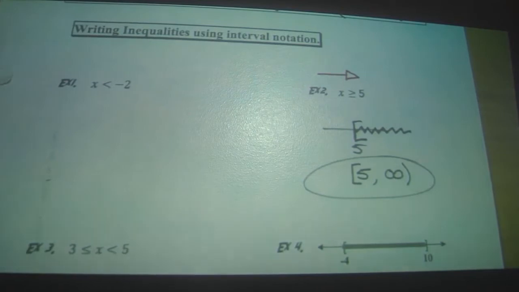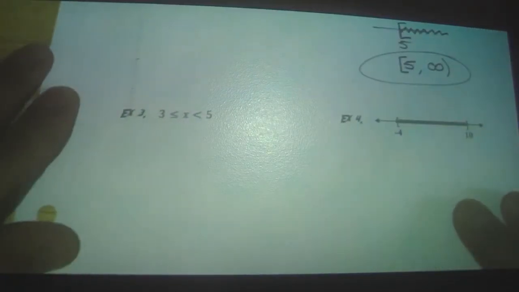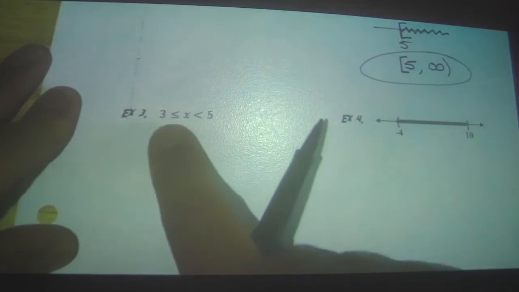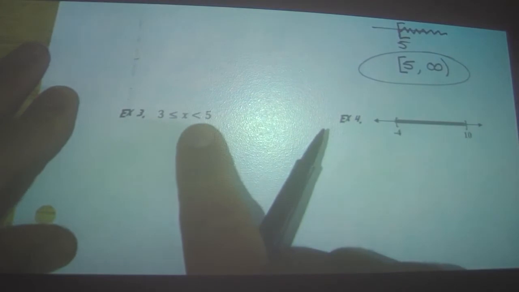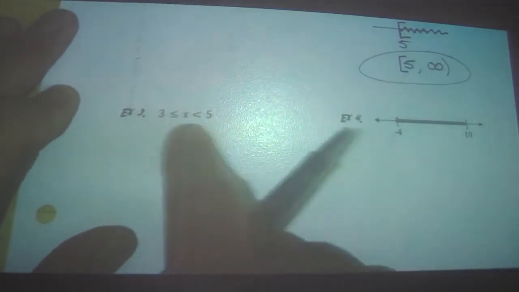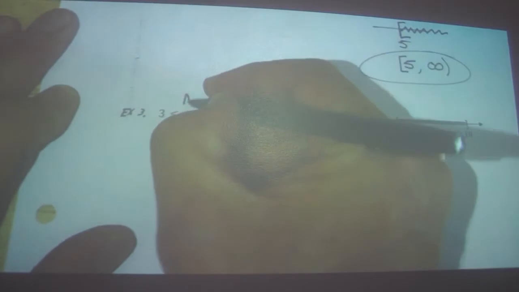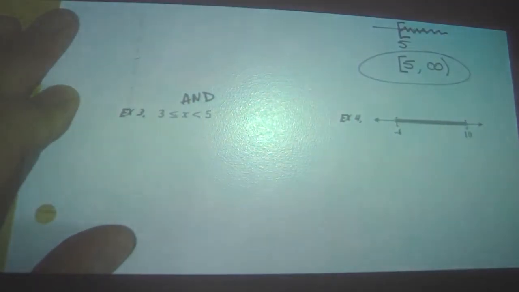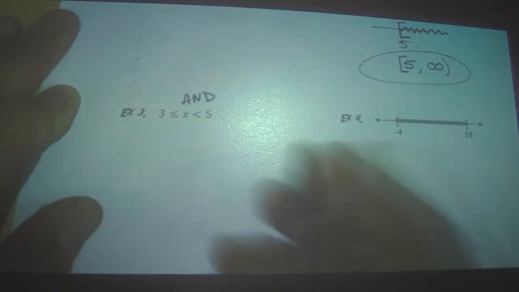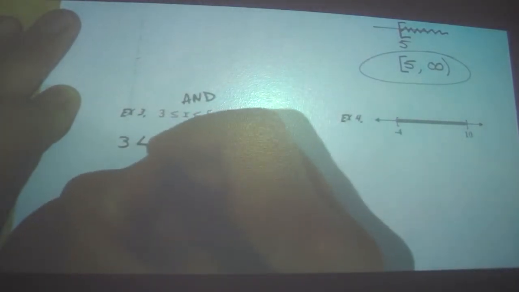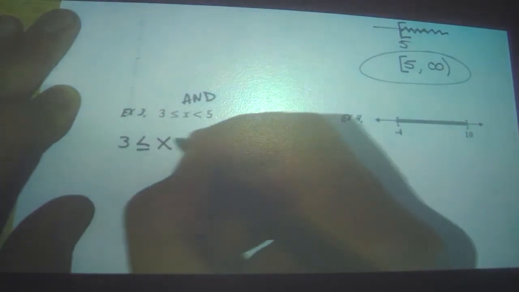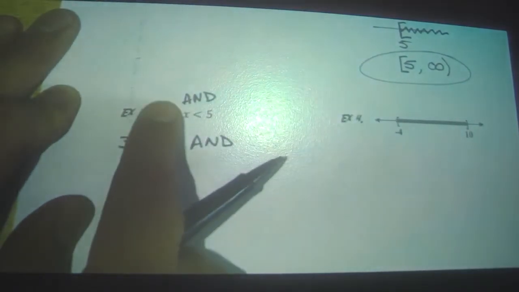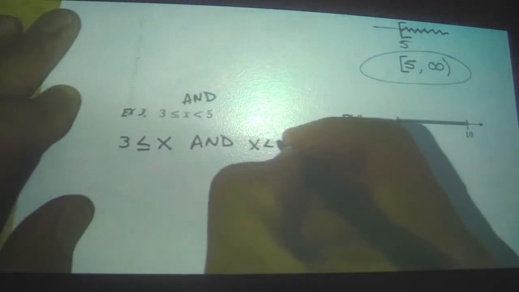All right. Let's move on to some harder stuff. Next, I have 2 inequalities smooshed together. I have 3 is less than or equal to x, which is less than 5. Anytime you see 2 of these smushed together, we should know that this is an and. Okay, so we have an and here. If you want, you can separate them. 3 is less than or equal to x, so I just cover this one up and write it. And cover this one up, x is less than 5.